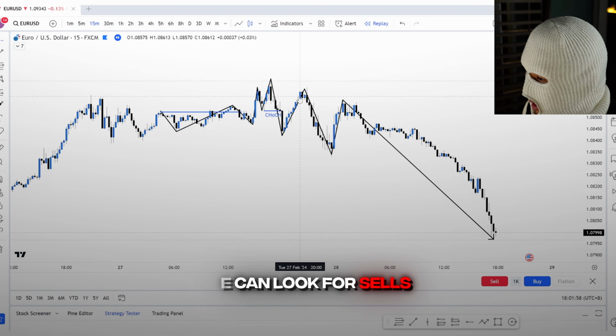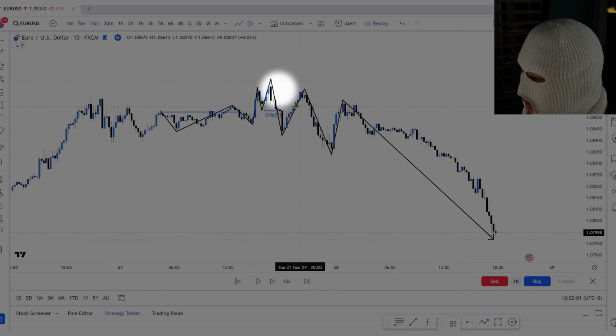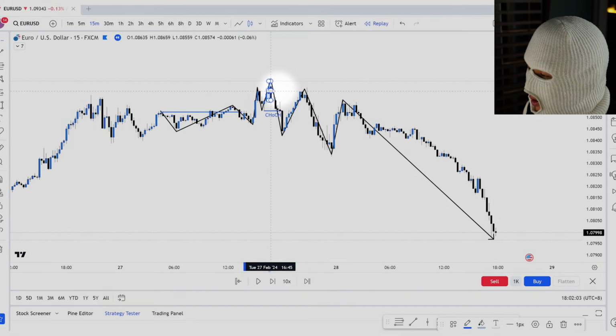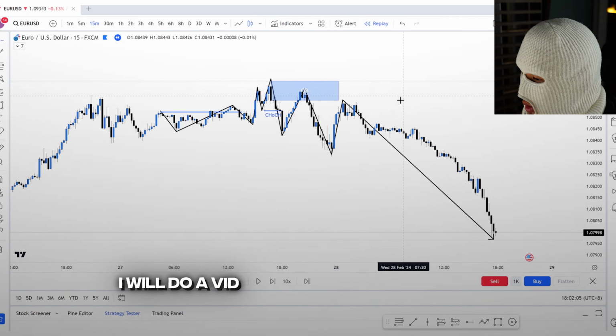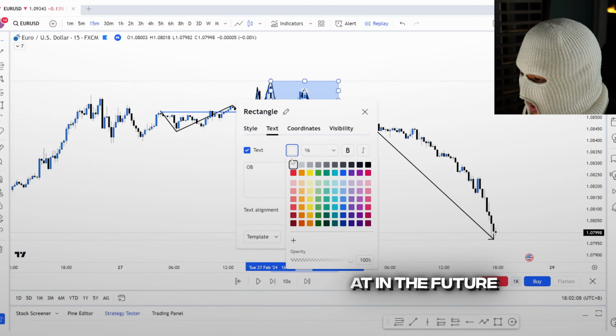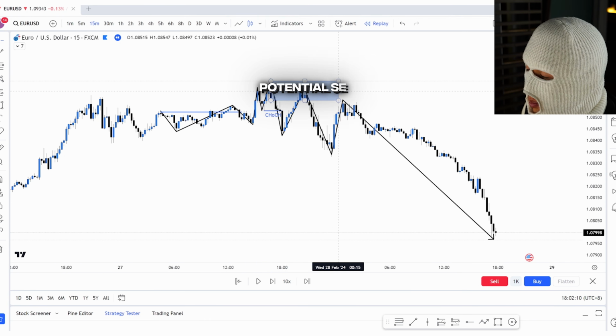And what did price do over here? Price retraced back up to the 15-minute order block. For those of you guys here that are new that don't understand what order blocks are, I will do a video about that in the future. But basically, this is an area where price can potentially sell from.